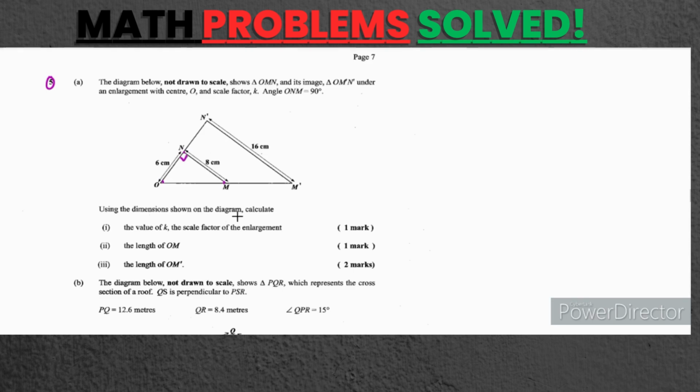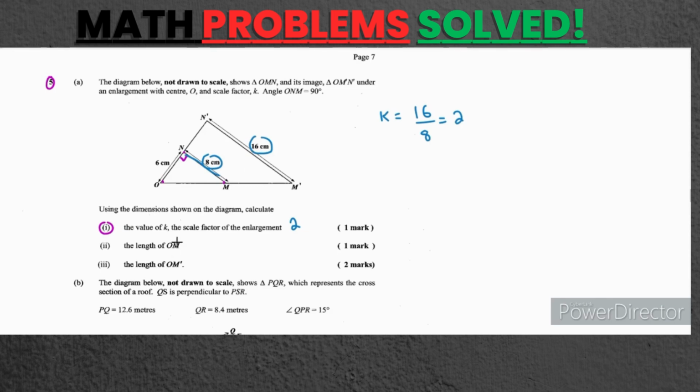Using the dimensions shown on the diagram, calculate. First of all, we have to calculate the value of K, the scale factor of the enlargement. So we have to find the scale factor here, right? Scale factor is the ratio of the side of the image and the corresponding side of the original triangle. So K will be 16 over 8. We know 16 divided by 8 is just 2, right? So the scale factor is 2 here, right? So to form the image, for example, if we take this side, we multiply it by 2 to get the corresponding side of the image.